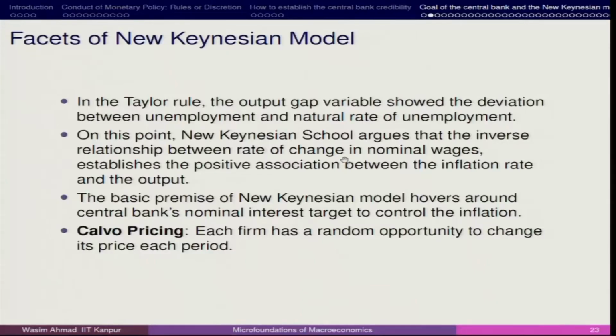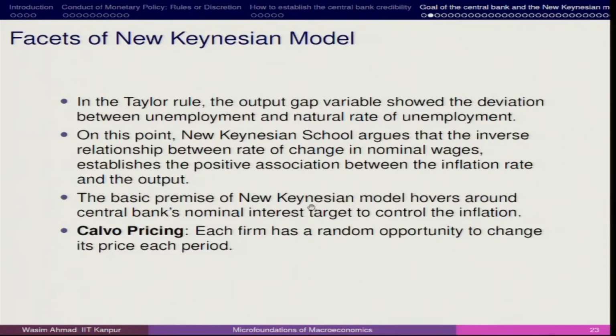So, two dimensions are added by the new Keynesian school of economic thought. One is the inverse relationship between nominal wages and the unemployment, and the second is the positive relationship, because if the unemployment is lower, then your output gap is moving in the positive sense, you have more excess demand coming, and this excess demand may also create the inflationary scenario.